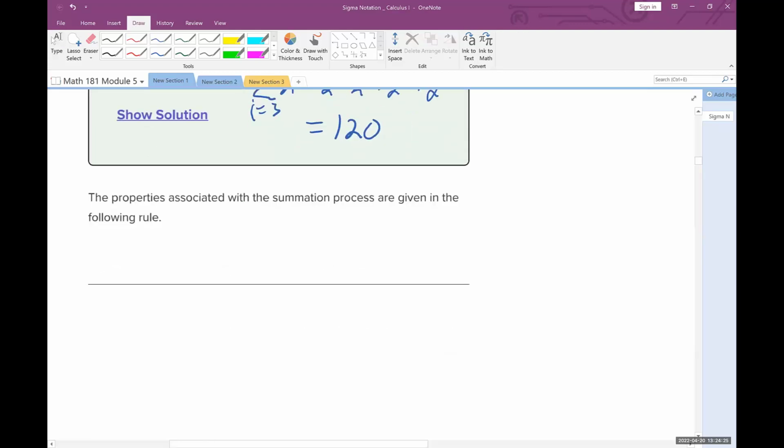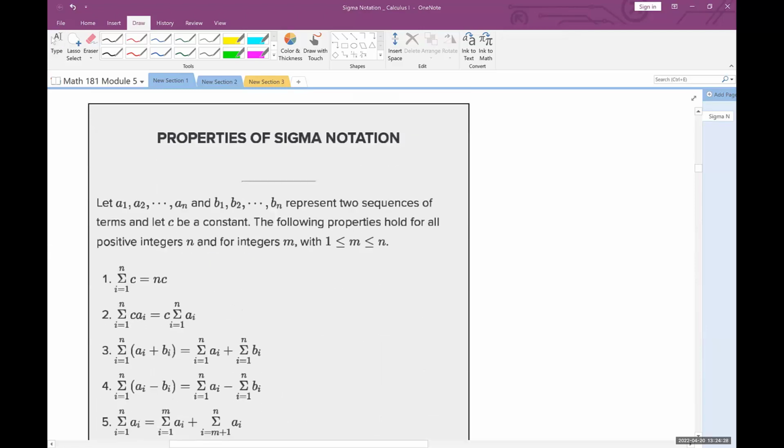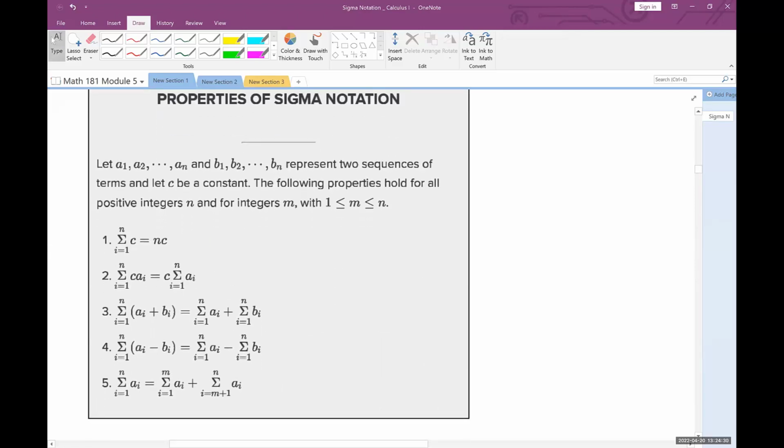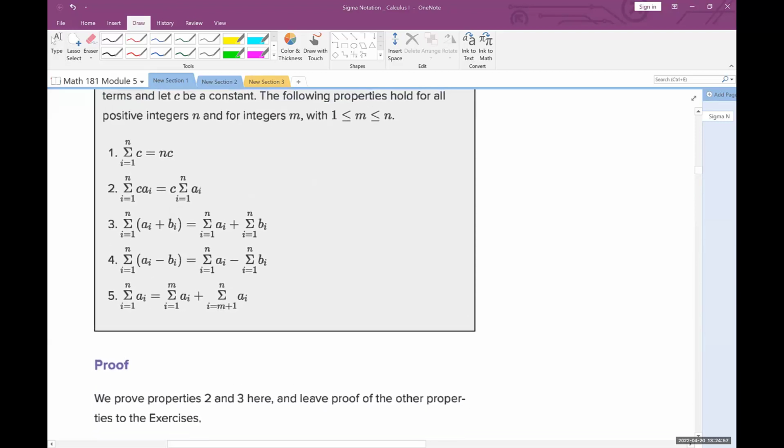Okay, let's go on to some properties of sigma notation. We're saying A1, A2 through AN, and B1, B2 through BN represent 2 sequences of terms, and C is some constant. The following properties hold for all positive integers n and for m, where m is between 1 and n. And you'll see at the bottom why they break it up like that.